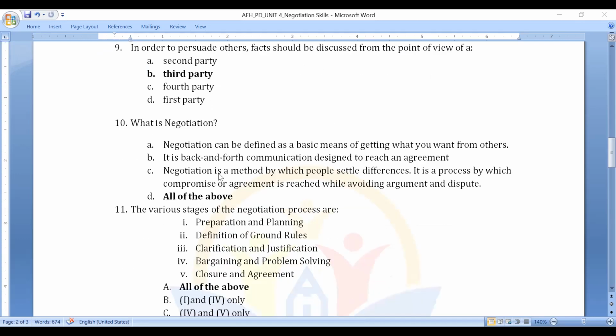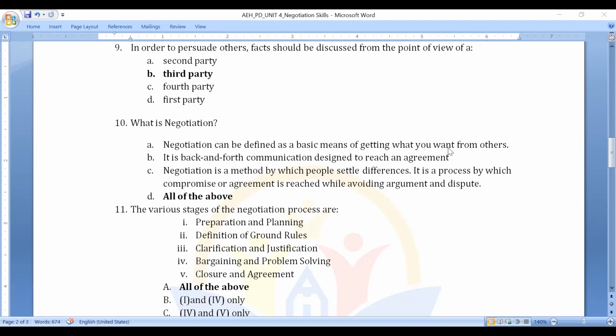What is negotiation? Answer is all of the above. So these three things are negotiation. So try to understand these three options. Negotiation can be defined as a basic means of getting what you want from others. Okay, आपको जो चाहिए वो दूसरों के पास से कन्विंस करके लेना है. That is negotiation.